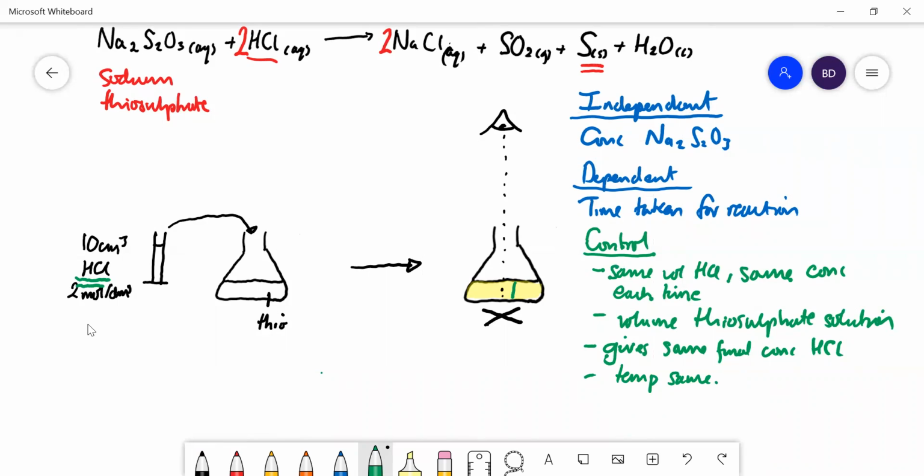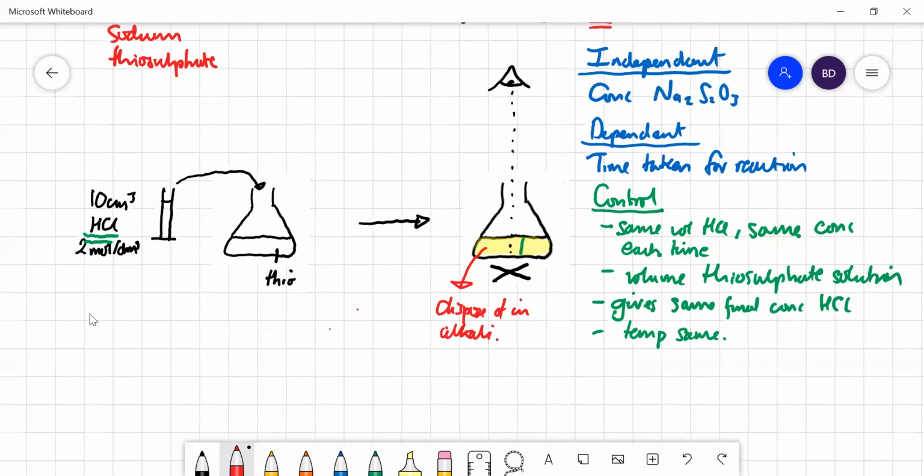And another thing, safety-wise, is this reaction makes SO2 gas, which is very soluble in water, but SO2 is a poisonous gas, and you can't pour it down the sink, because it will stay in the sink traps and make SO2 in the room. So that should go into disposal as an alkali, and that will neutralize the SO2.